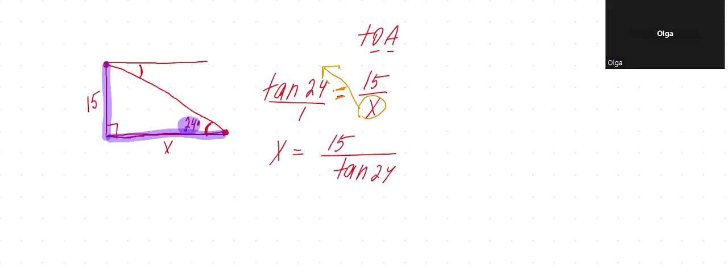Tangent was up, so it's going to go down in the denominator. And that's it, 15. If we want to move it the other way, that also is going to go into the denominator. But we want to have x in the numerator. Okay, so let's continue and just put these numbers into the calculator.